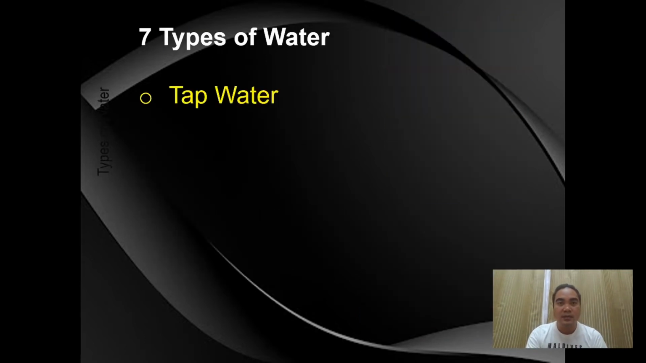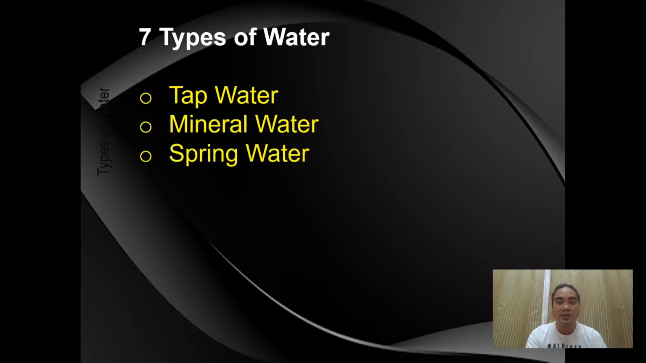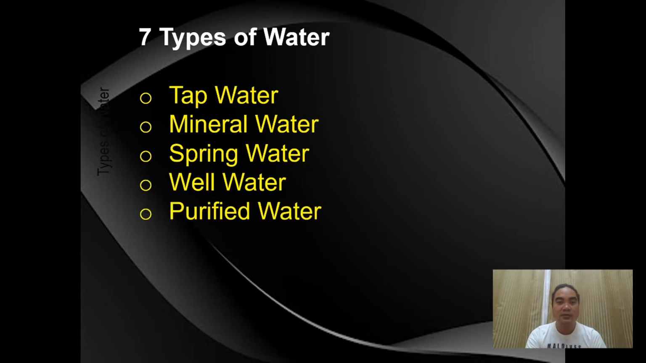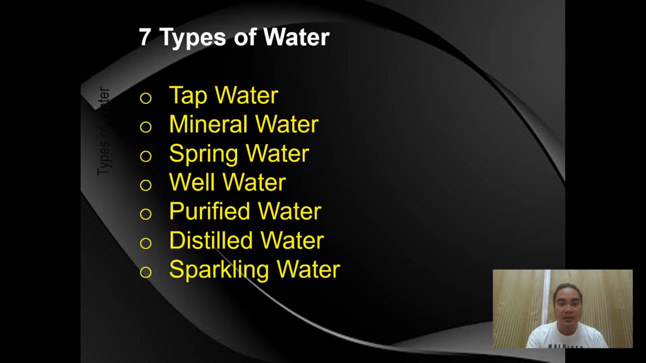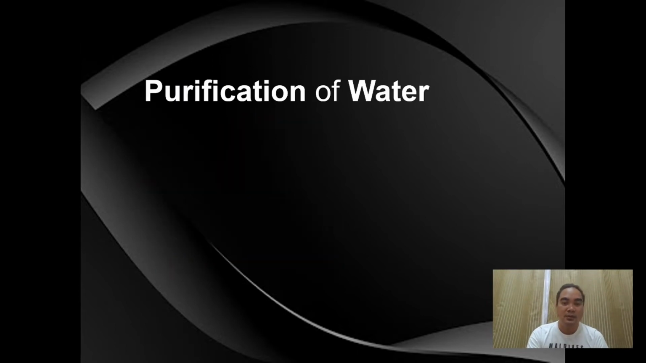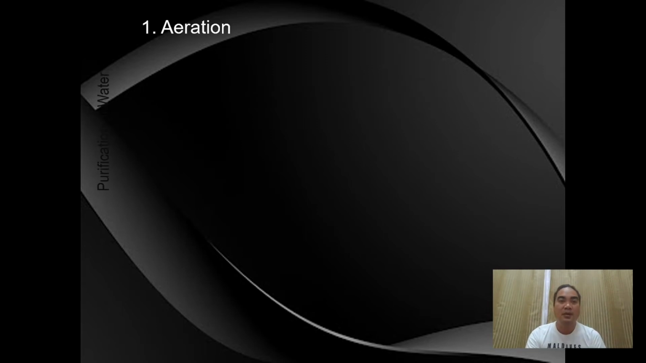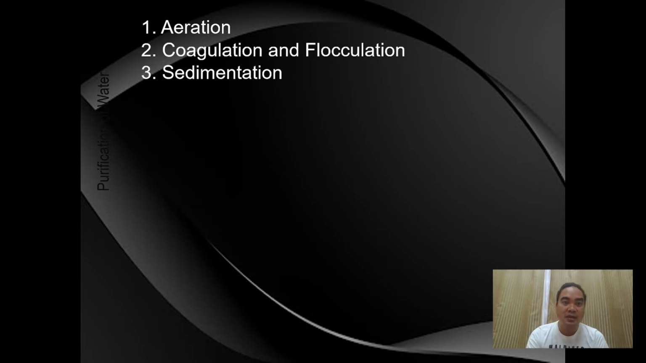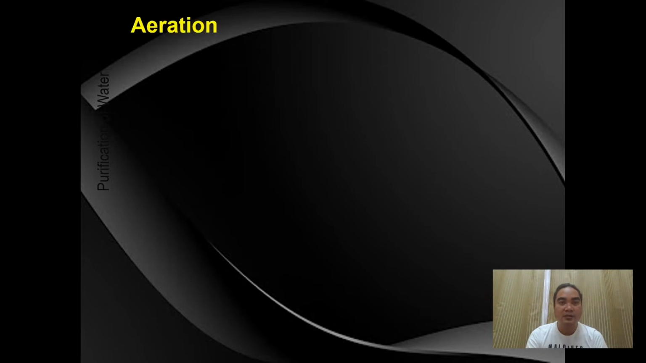Seven types of water: tap water, mineral water, spring water, well water, purified water, distilled water, sparkling water. Purification of water, these are the ways: aeration, coagulation and flocculation, sedimentation, filtration, chlorination.